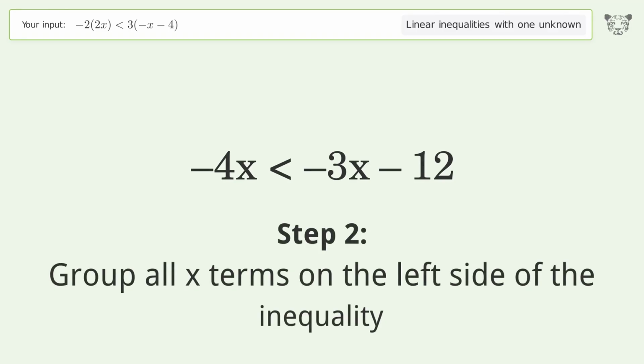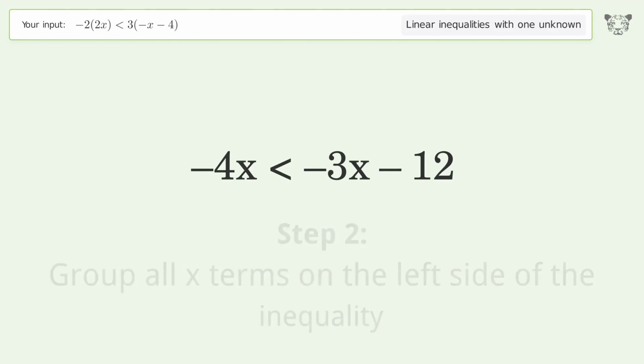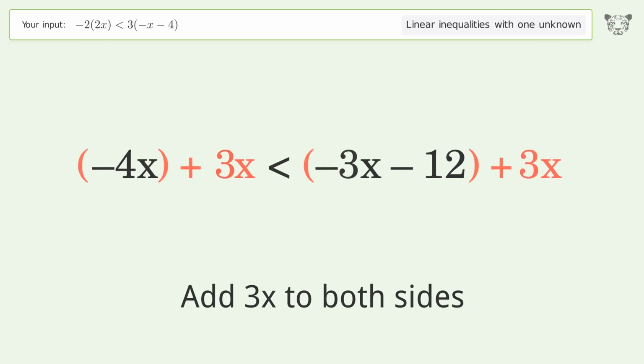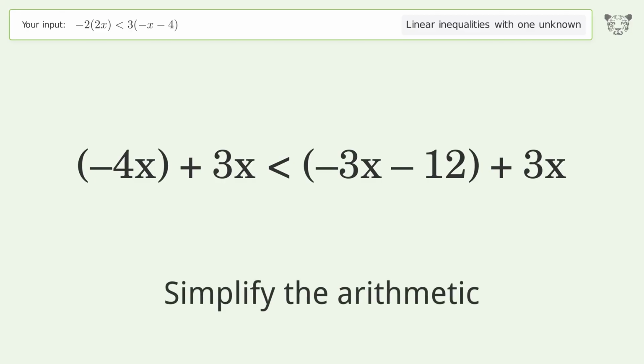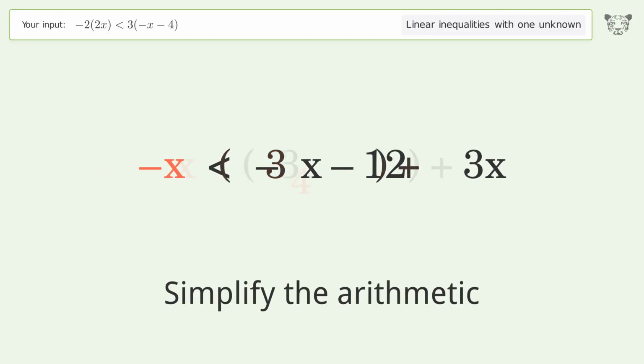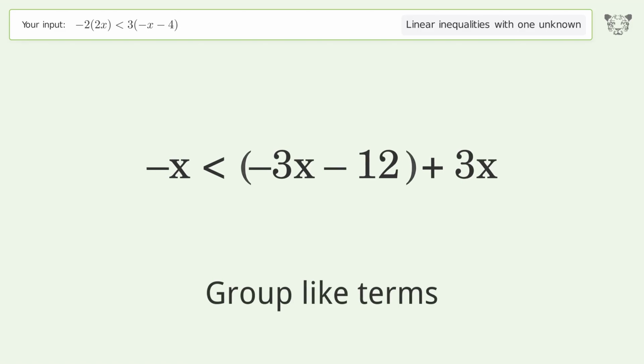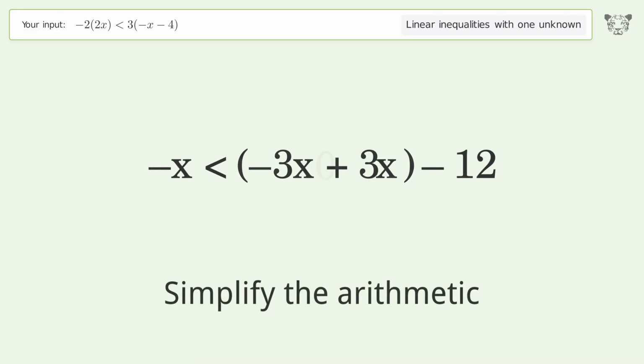Group all x terms on the left side of the inequality. Add 3x to both sides. Simplify the arithmetic. Group like terms. Simplify the arithmetic.